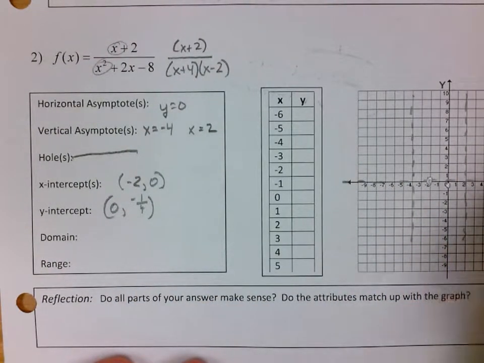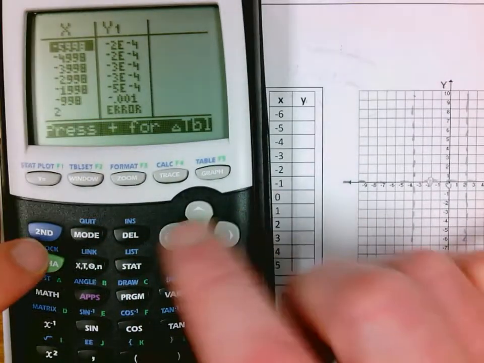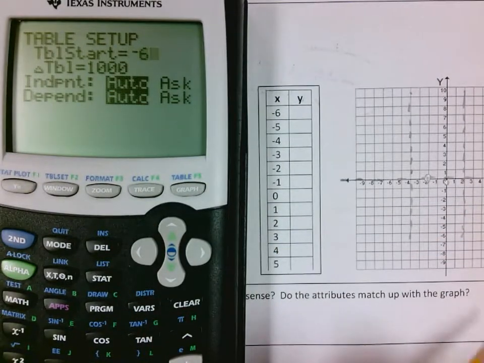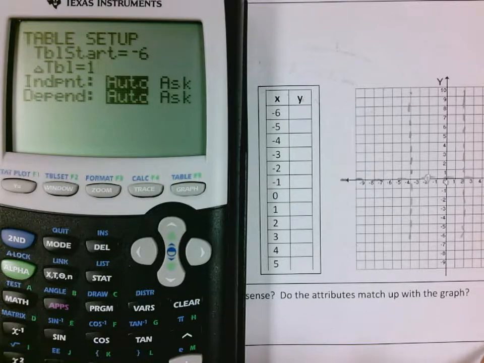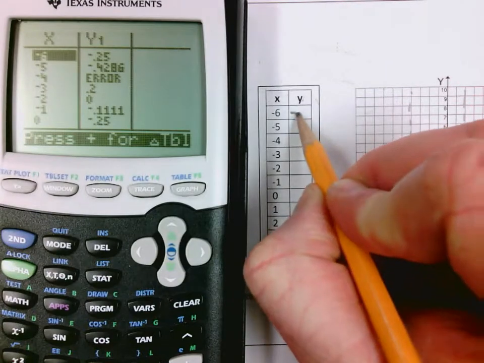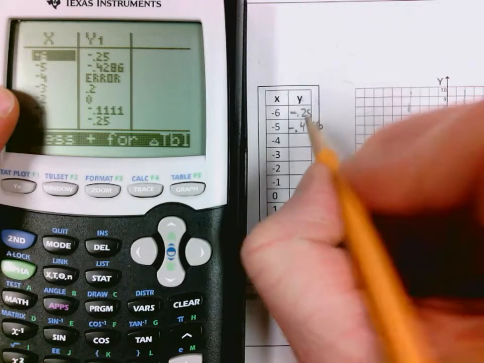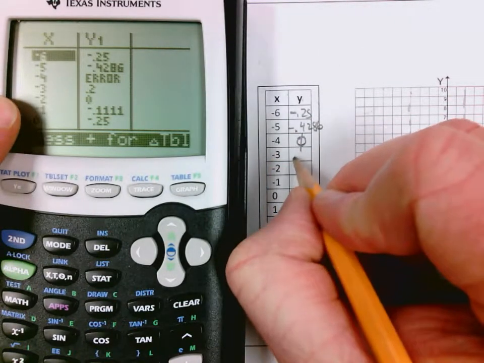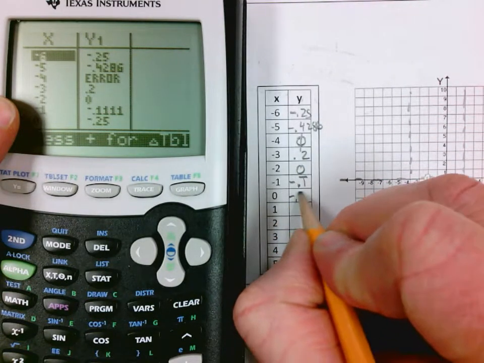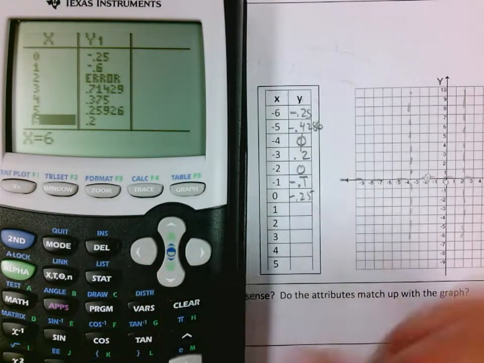Okay, so now I'm ready to graph, but I can also go to my table and start my table at negative 6. I'm going to go by ones. So negative 0.25, negative 0.4286, error, 0.20, negative 0.1 repeating, negative 0.25. I'm just filling in my table.